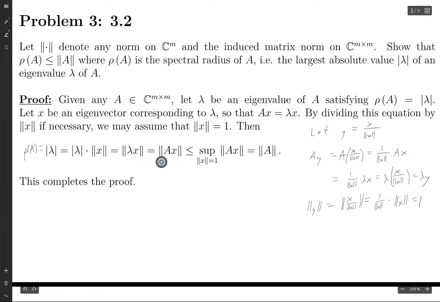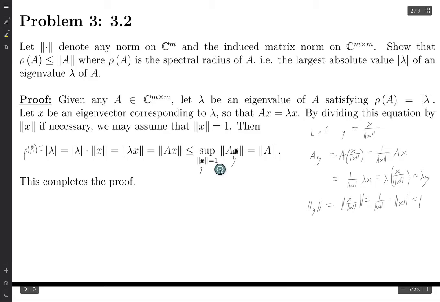And, of course, the norm of Ax is going to be less than or equal to the supremum over all unit vectors x of the norm of Ax. If we wanted this to be a little more clear, we could write the supremum over all vectors y of norm 1 of the norm of Ay, just so that it's clear that we're considering a class of vectors here, which is independent of the particular vector x.